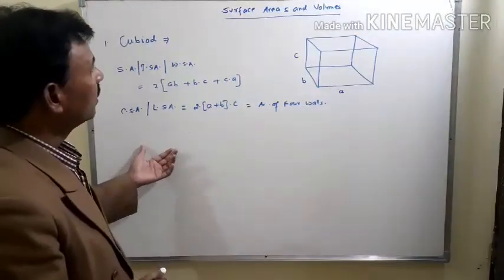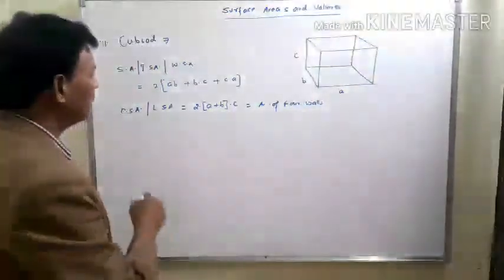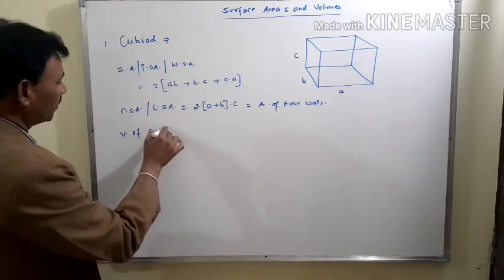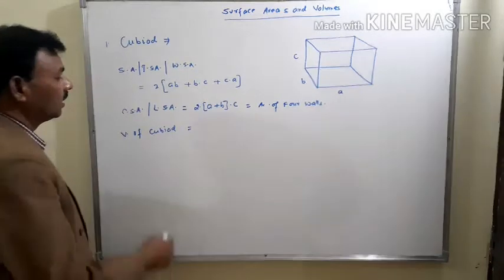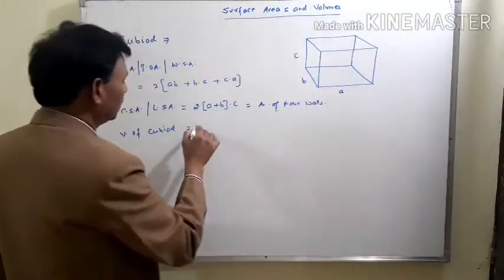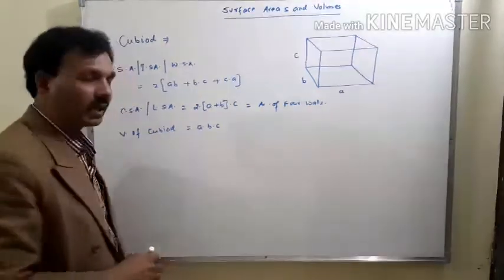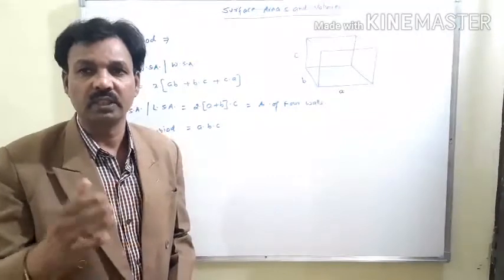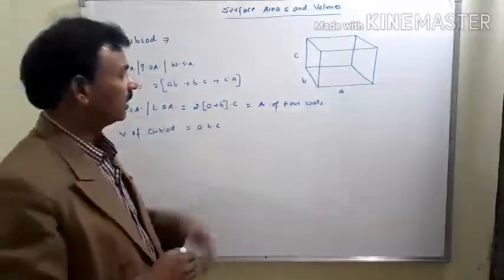Now, what is the volume of this cuboid? The volume of a cuboid is nothing but length into width into height. If you want to find the volume of a cuboid, then you should multiply the length, width and height, that means the dimensions of this cuboid.